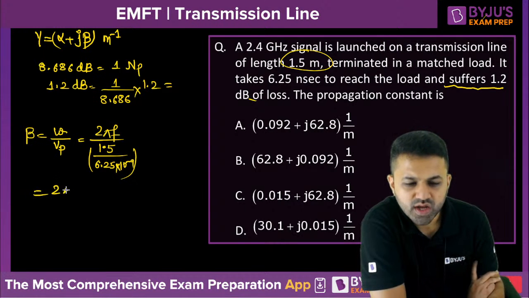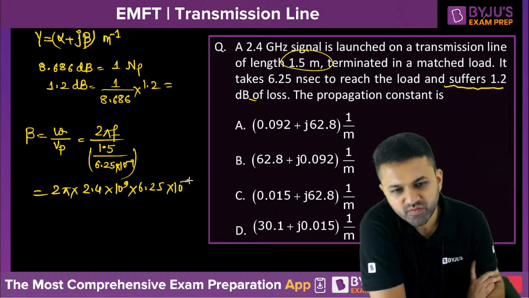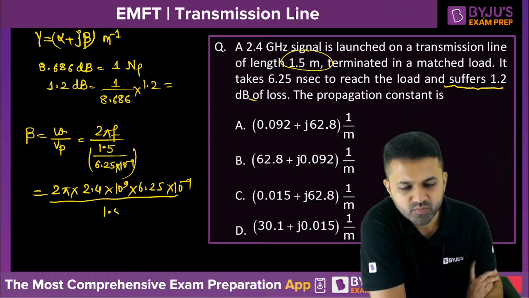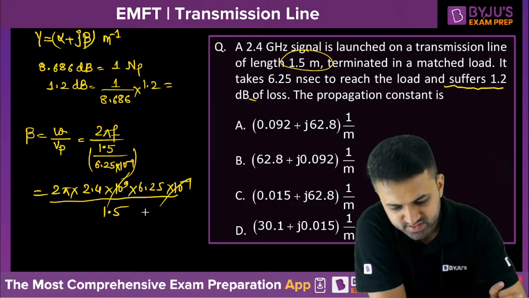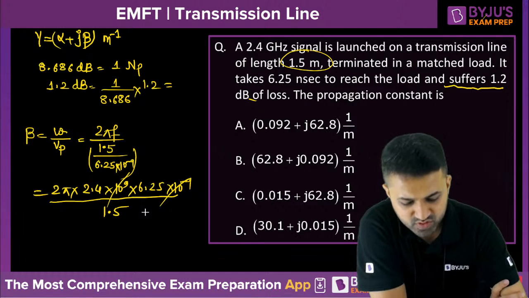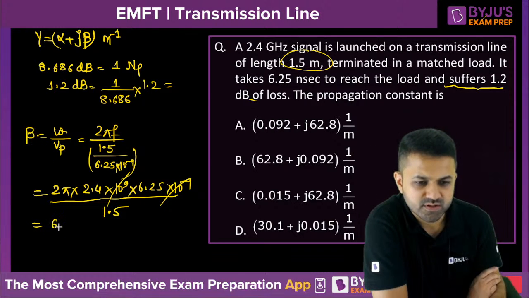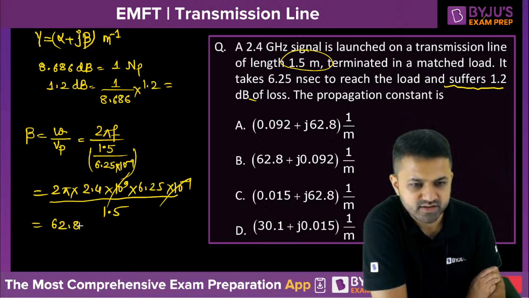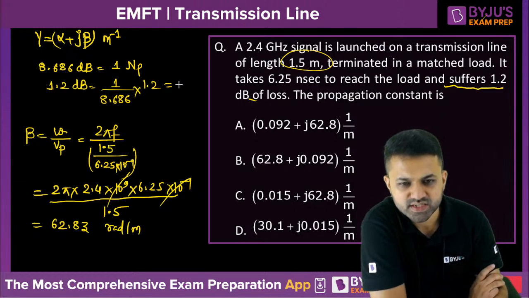So this is 2 into 2 pi into 2.4 into 10 to the power 9 into 6.25 into 10 raised to power minus 9 divided by 1.5. Okay, so calculate it. This 10 raised to power 9 and minus 9 will get cancelled. So this is 2 pi into 2.4 into 6.25 divided by 1.5. Yeah, so I think there was some calculation mistake. So 62.83 we are getting as the radian per meter.